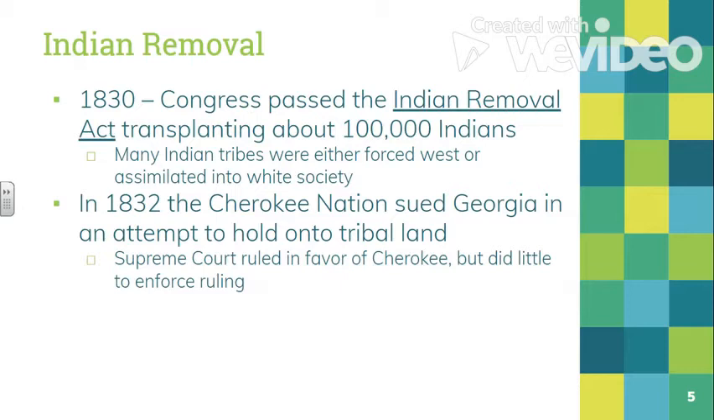But we're seeing Congress in 1830 pass the Indian Removal Act, which transplants about 100,000 Indians and basically gives the executive branch, the president, the authority to push Native Americans out of any lands that Americans see may be valuable for agriculture, for mining, basically for resource extraction. And one of the more notable or more brutal instances of this is down in the South, where we have the Cherokee Nation. And on the next slide, we'll talk more about the Trail of Tears.